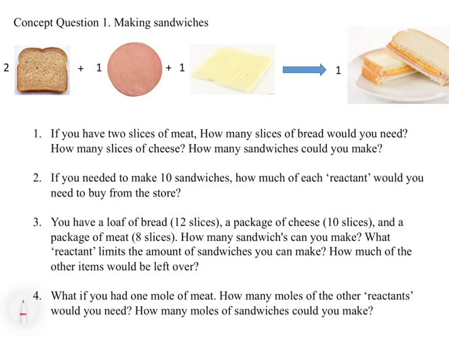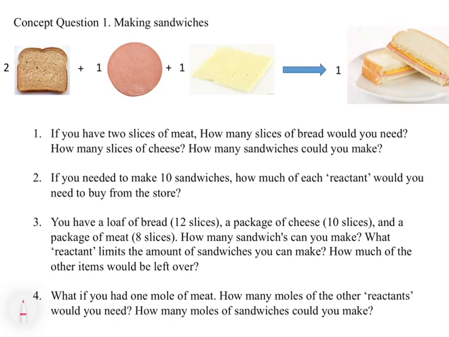If we have 2 slices of meat, we know that the ratio between meat and cheese is 1 to 1. So if we have 2 slices of meat, we would need 2 slices of cheese. We know that for bread, the ratio is 1 to 2. So for every slice of meat, we would need 2 slices of bread. That would mean that if we have 2 slices of meat, we're going to need 4 slices of bread. How many sandwiches could we make? Well, if we have 2 slices of meat, and for every piece of meat we can make a sandwich, we could make 2 sandwiches.